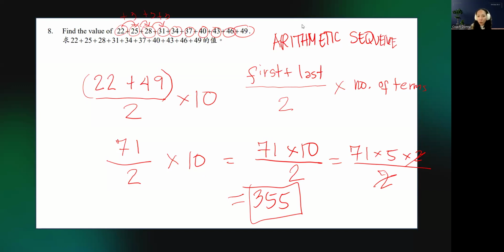So let's make use of shortcuts. Yes. Can't you just do 22 plus 49 and 25 plus 46, which makes the same number, so just keep adding? Yeah, that's actually okay to do, but since this is competition and it's time limited, I do encourage you to make use of the shortest or the quickest method that you could use.